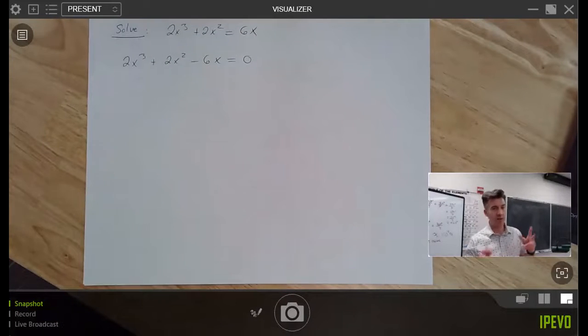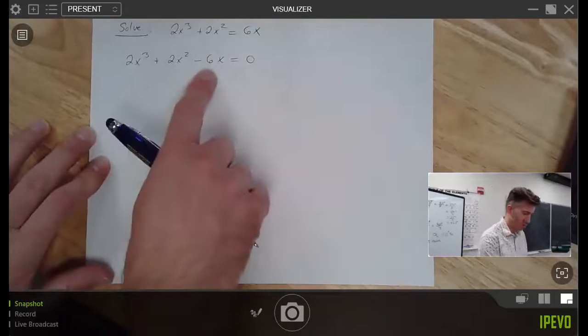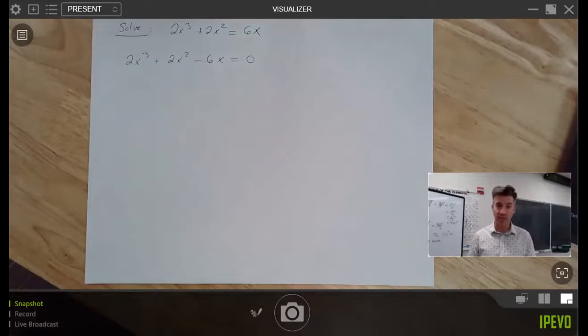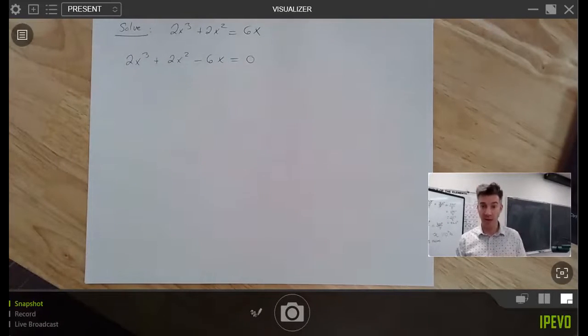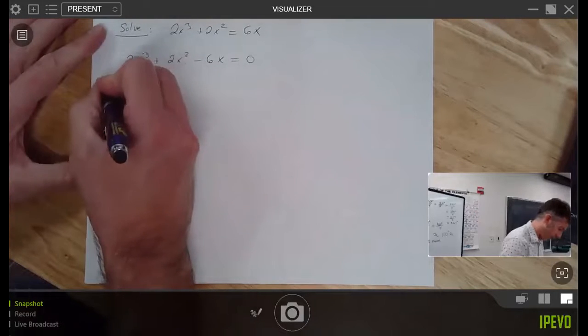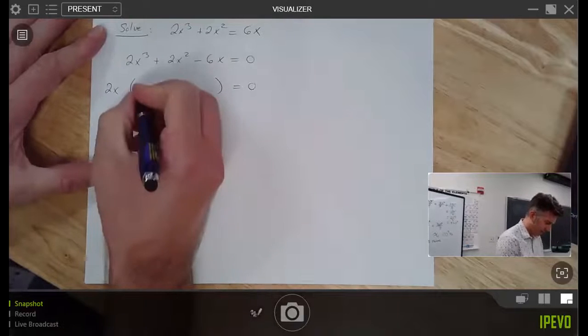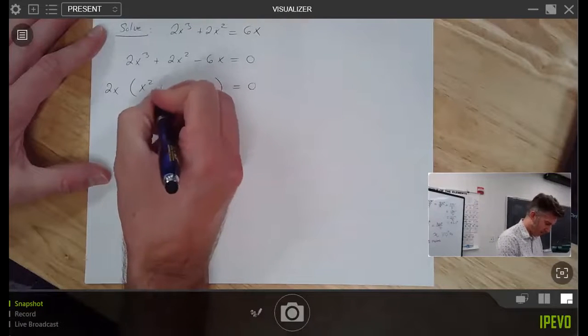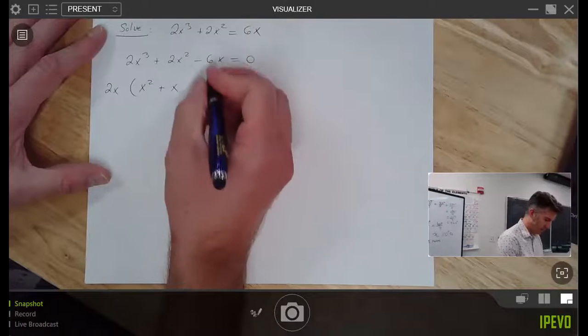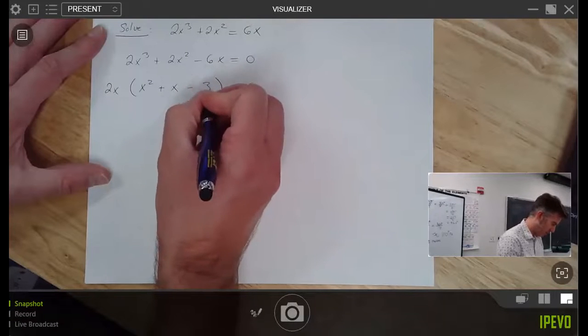When someone says factor, they usually mean two things at once. First, factor out any possible greatest common factor. There are 1, 2, 3 pieces here, and each of those pieces has both a 2 as a factor and an x as a factor. That's the greatest common factor to all the pieces. I'm going to factor that out before I do anything else. So I'm left with an x squared, I'm left with an x, and I'm left with a minus 3.